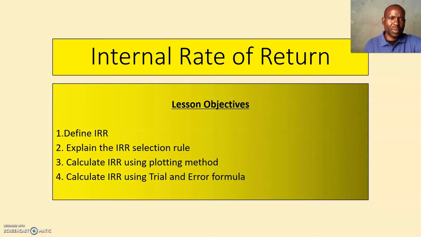So what we're going to look at is we define what the internal rate of return is. Then we look at the selection rule that is involved when you're using the internal rate of return. Then we're going to look at the two methods that we use to calculate the internal rate of return, or to come up with the internal rate of return. That is, we're going to use the plotting method, and we're going to use the trial and error method.